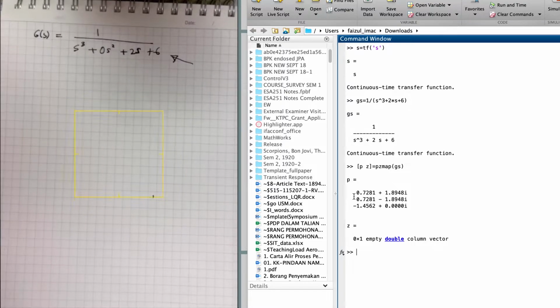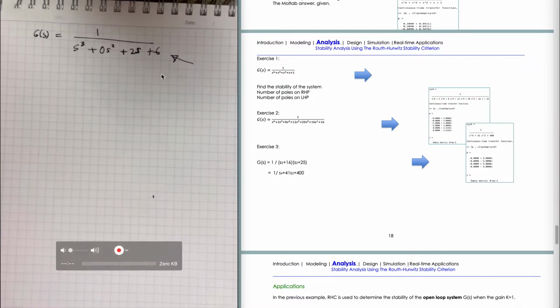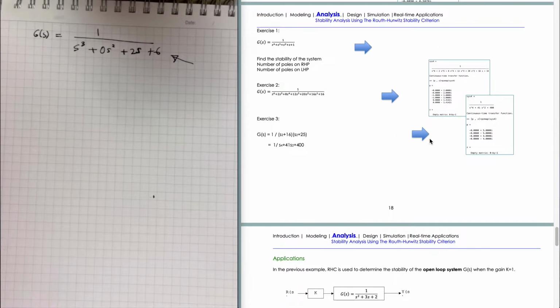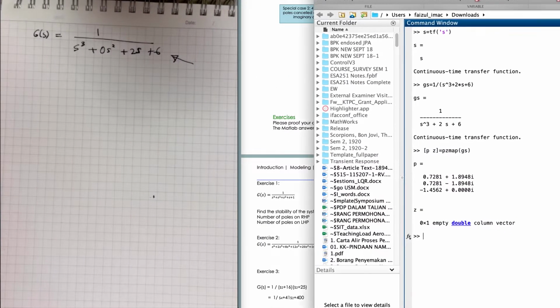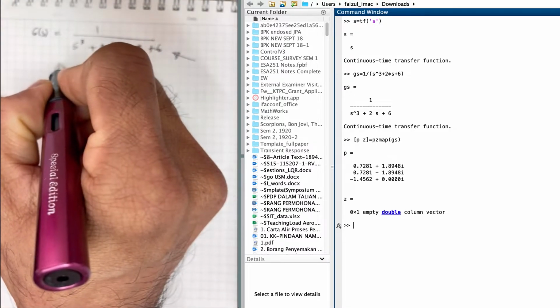Three roots here. The first and the second ones are on the right hand plane, right? We know that the system is unstable, right? So one is on the left, two on the right. Okay, now let's put this one aside. We need to verify this. We have to verify this using the RH array.